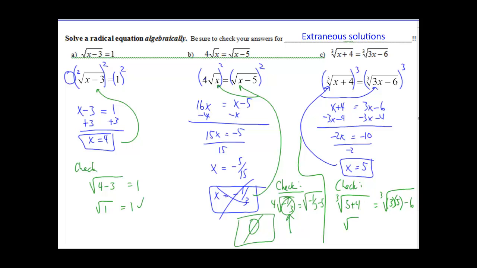Okay, this is the cube root of 9. Can't do anything with the cube root of 9. There's only 2 3's. And we get 15 minus 6, which is the cube root of 9. Those are equal. It checks out. This is true. It's okay.